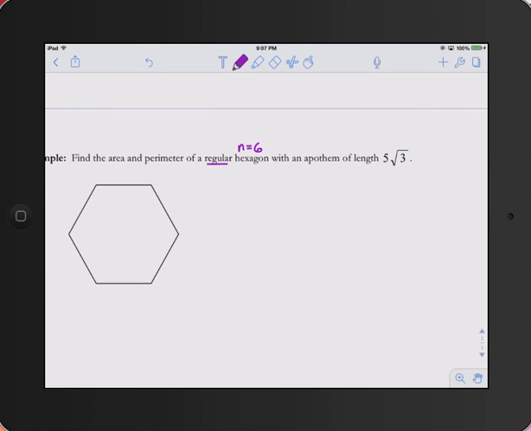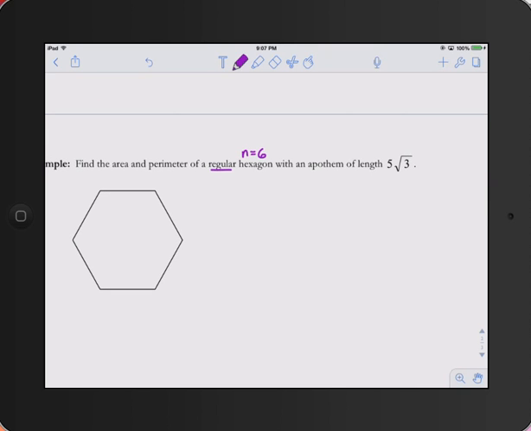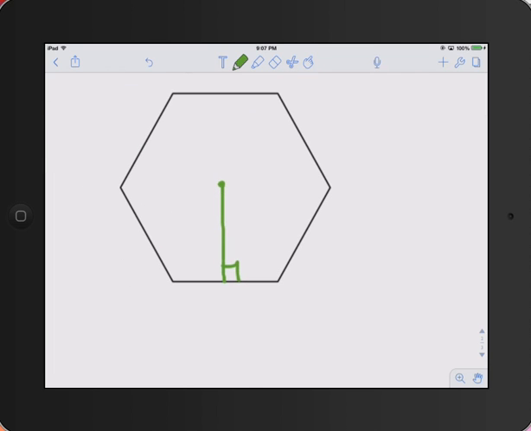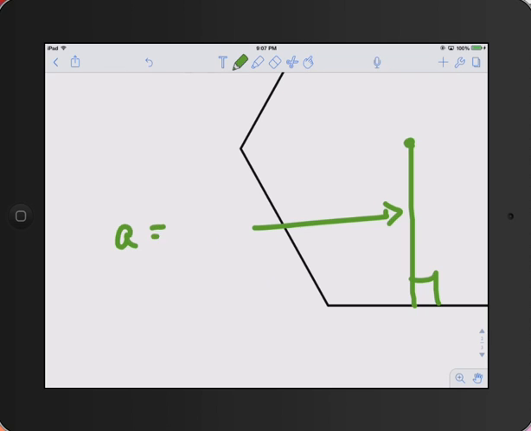Okay. After you take note of what the picture is supposed to look like, you want to make sure you've drawn everything on the picture. Our apothem is supposed to be 5 root 3, so from the center of the polygon, perpendicular to one of the sides, is supposed to be 5 root 3. Okay, so our apothem here is 5 square root of 3.